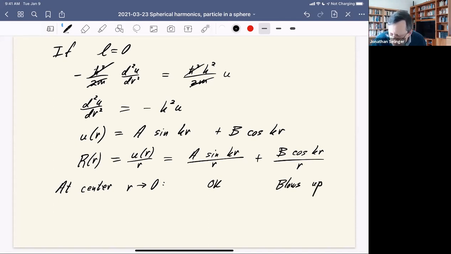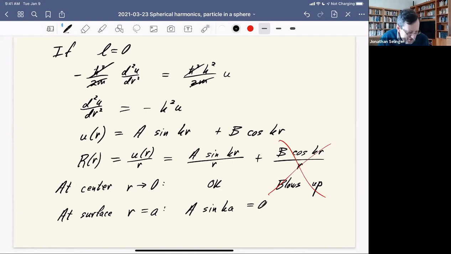So that's a good reason why we better not have a b term. We better just stick with the a term. Okay, and then what? So at the surface, where r equals a, we have a boundary condition that the function has to go to 0. So big A times the sine of k times little a has to be 0.